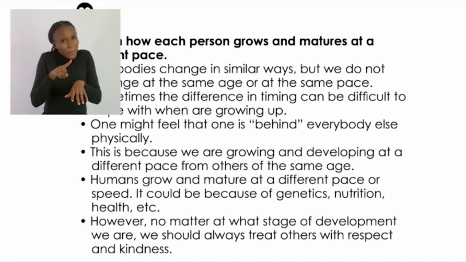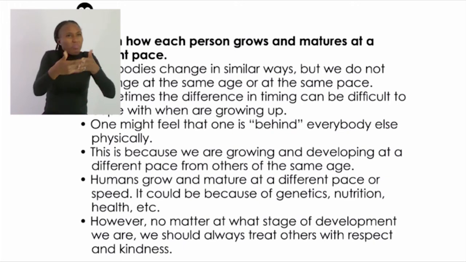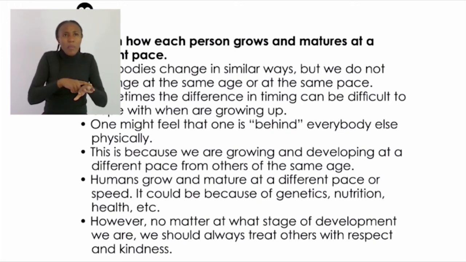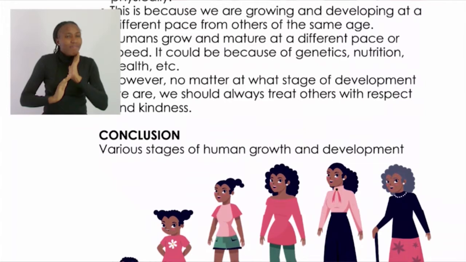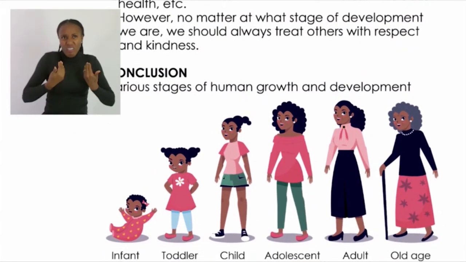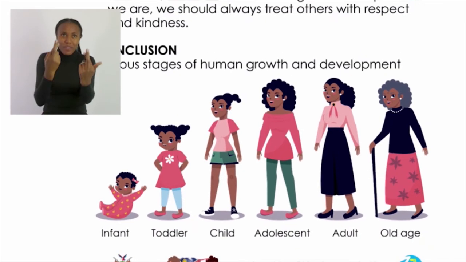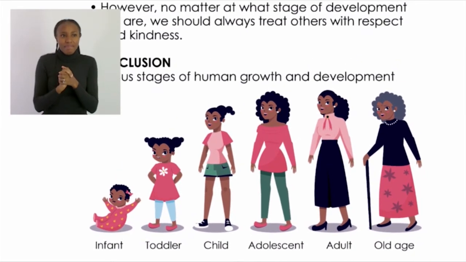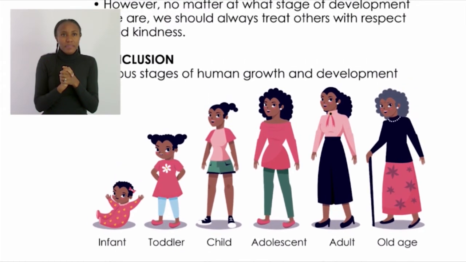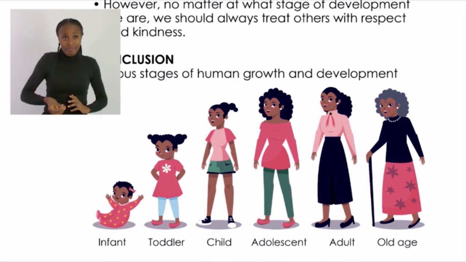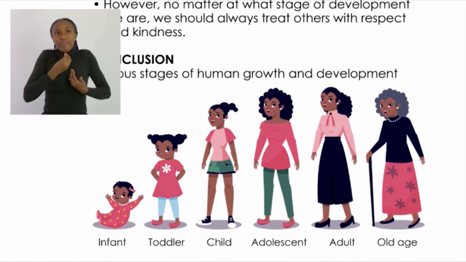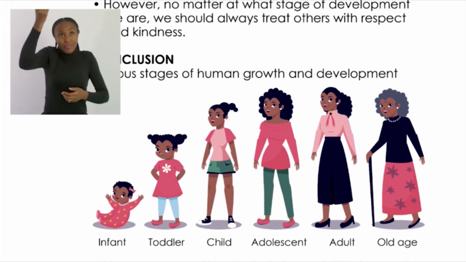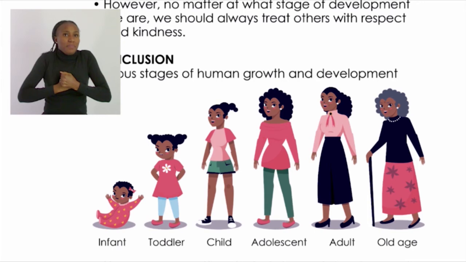However, no matter at what stage of development we are, we should always treat others with respect and kindness, irrespective of how fast or how slow somebody grows. You have to treat that person as much as you want to be treated. We are concluding. We are saying that the various stages of human growth and development are: we have the infant, we have the toddler, we have children or child, adolescence, which is a teenager, we have adults, and we have our grandparents, which is old age, above the age of 60.